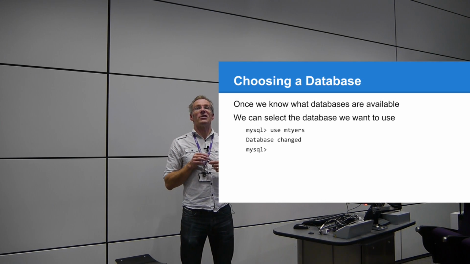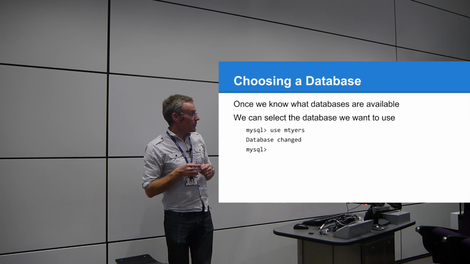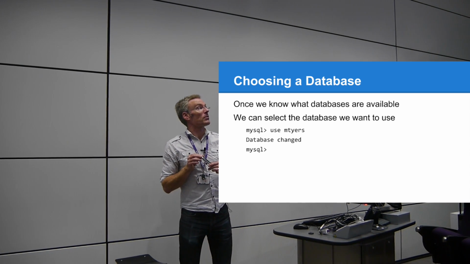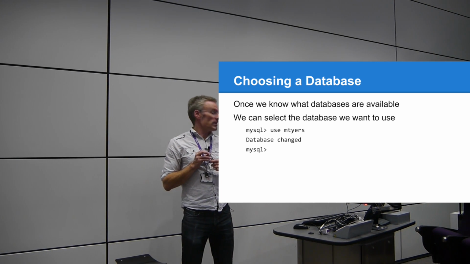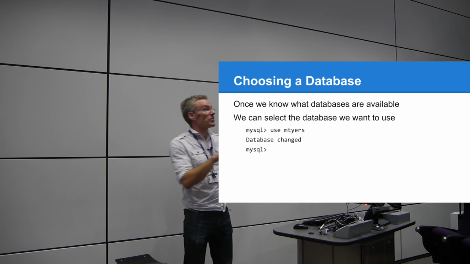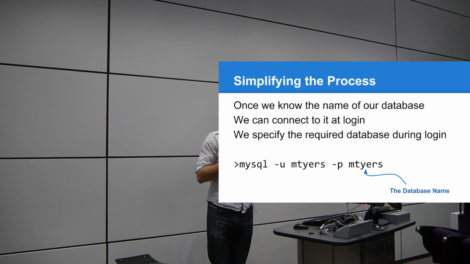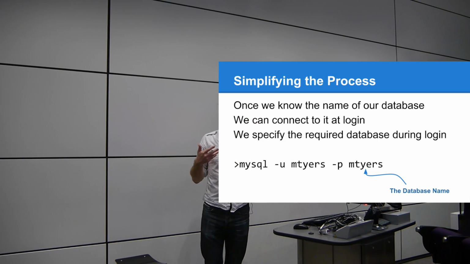Once I've done that, I have to tell it which database I want to use. Makes sense, doesn't it? So I type in use mtires. That's it. And it says database changed, which means it's successful. And now every command I issue is going to be a get on that database. And that's a faff, isn't it? Having to go through those steps every time you log in. There's got to be an easy way, hasn't there?